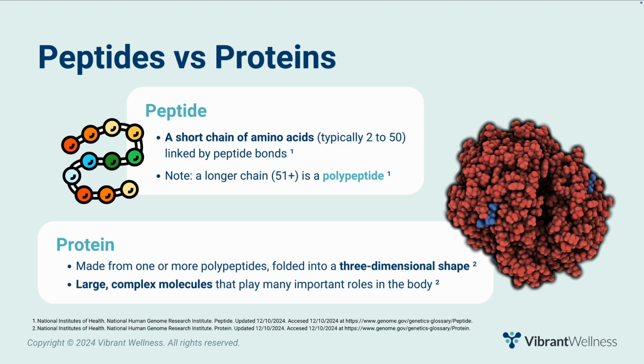Peptides are short chains of amino acids, typically 2 to 50 of them, linked by peptide bonds. Note, a longer chain, 51 or more amino acids, is called a polypeptide. In contrast, proteins are made from one or more polypeptides folded into three-dimensional shapes. These large, complex molecules play many important roles in the body, from red blood cells to enzymes to muscles.